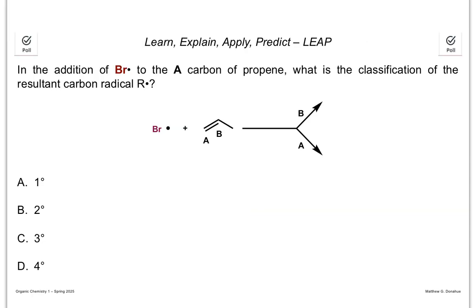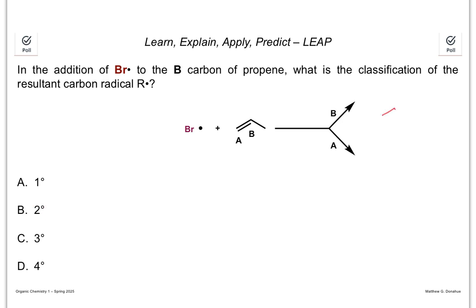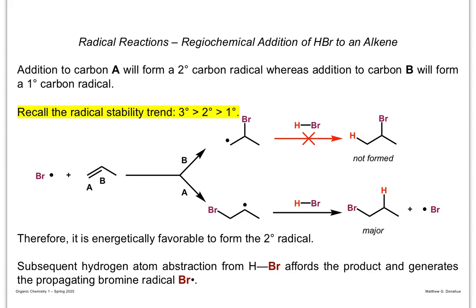So we said when it adds to A, that generates a secondary radical. When it adds to B, that generated the primary radical. And then again, from our C-H bond cleavage, the radical stability trend was tertiary greater than secondary greater than primary. So really what we're comparing now is that secondary versus that primary. So we know that that's more stable. It's going to be formed preferentially. Then it goes on to react with the HBr. And then this was our propagating radical.